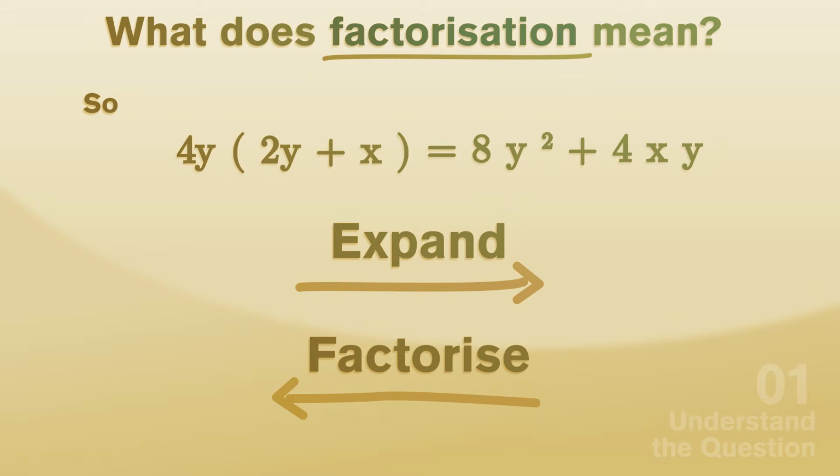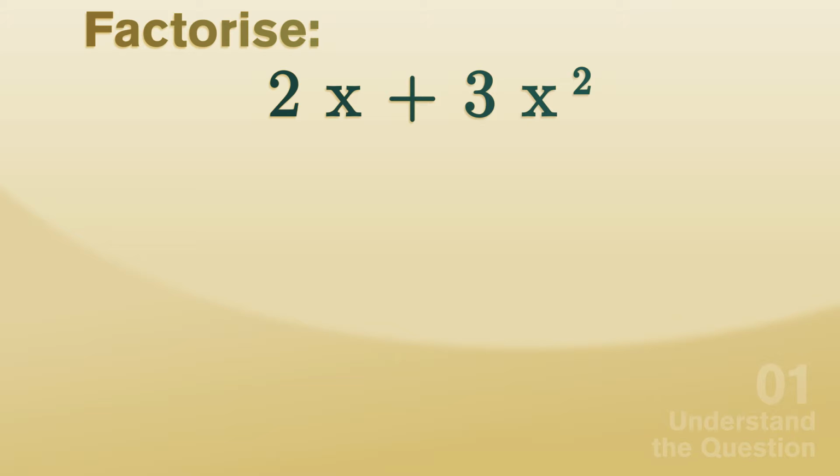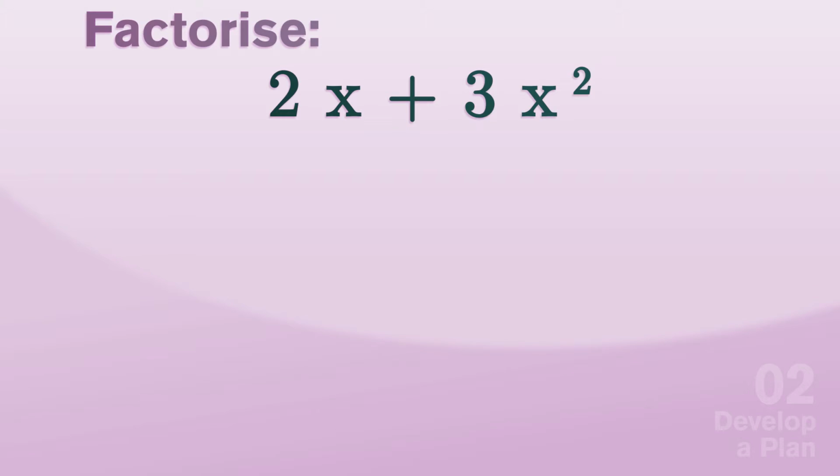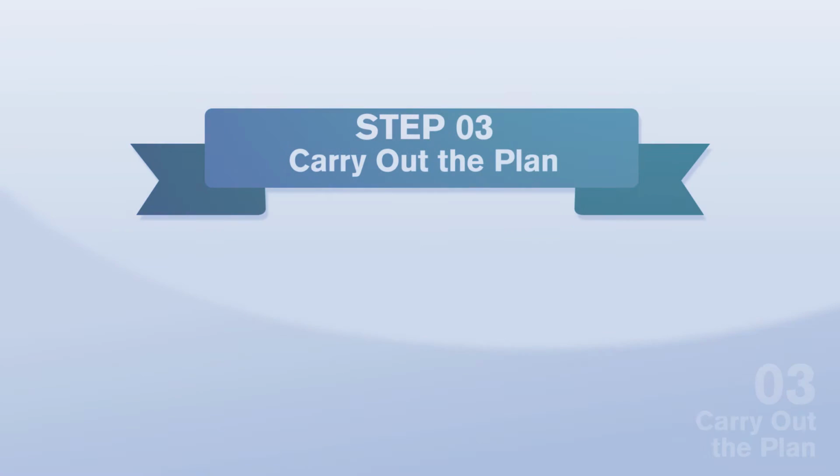Let's go back to our original question. How can we factorise 2x plus 3x squared? The simplest method of factorisation is to find a common factor. In this case, we notice that x goes into both terms. That's what our plan is, to take x out as a factor.